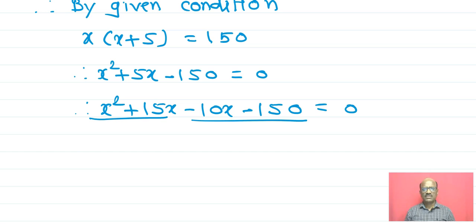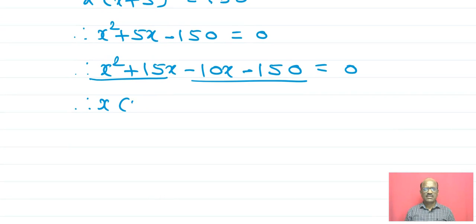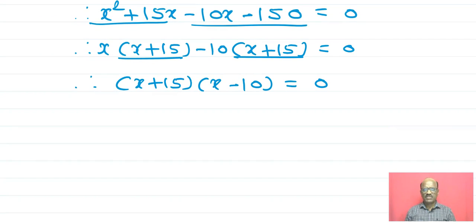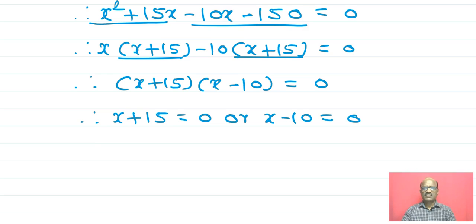Take x as common, then in the bracket you will get x plus 15. Minus 10 common, then in the bracket x plus 15 equals 0. In the first bracket x plus 15, the second is also x plus 15. Take x plus 15 as common. What is remaining? x minus 10 in the second bracket. Therefore, x plus 15 is equal to 0, or x minus 10 is equal to 0. Therefore, x is equal to minus 15, or x is equal to 10.